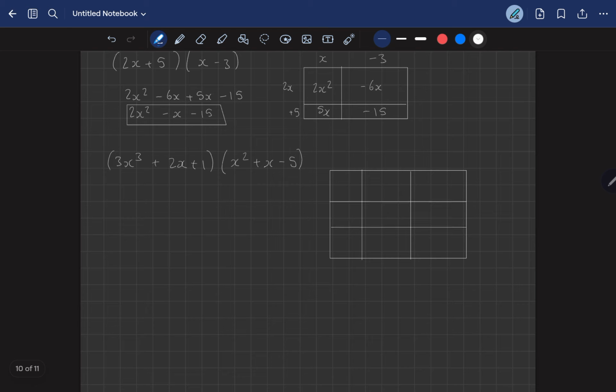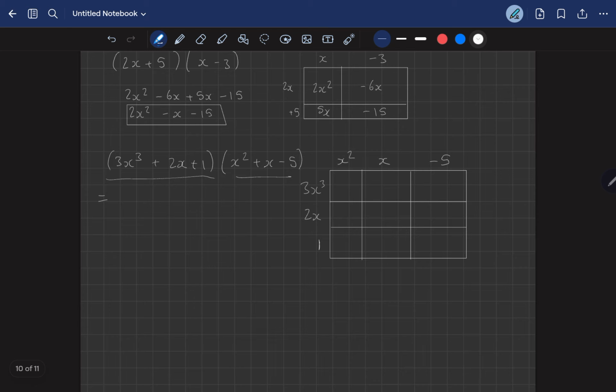Now, we have 3x cubed here, plus 2x. So let's label this length as 3x cubed plus 2x plus 1, as we have over here. Now this top side length is going to be x squared plus x minus 5. And to find the product of these two, we have to find the total area covered.